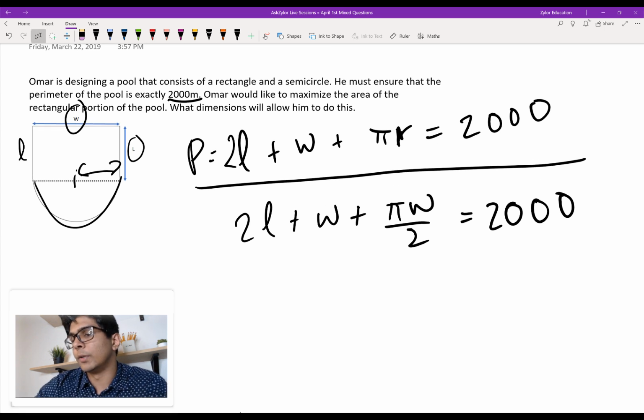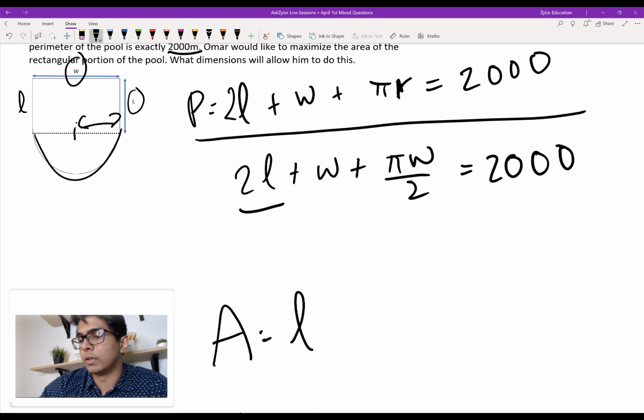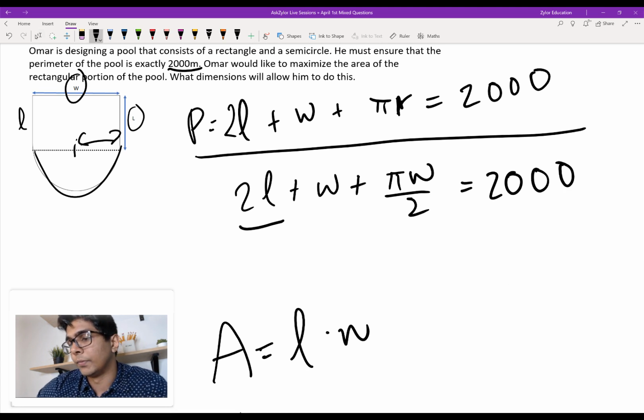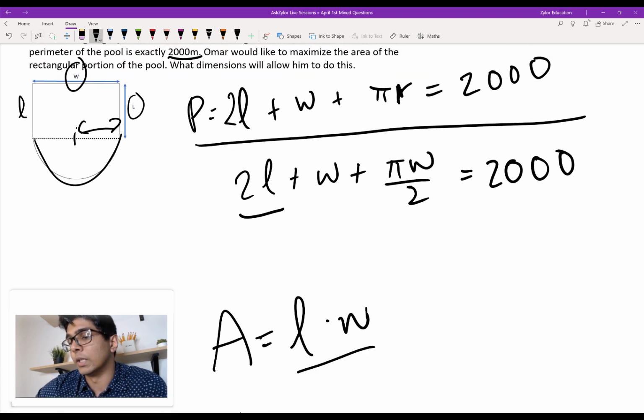So the next thing I'm going to do is isolate for my length. Why? Because I have an equation for area, which is length times width, because I'm only maximizing the rectangular portion. So I'm trying to find the maximum area using length times width, but I don't want two variables, so I want to get my length in terms of my width.